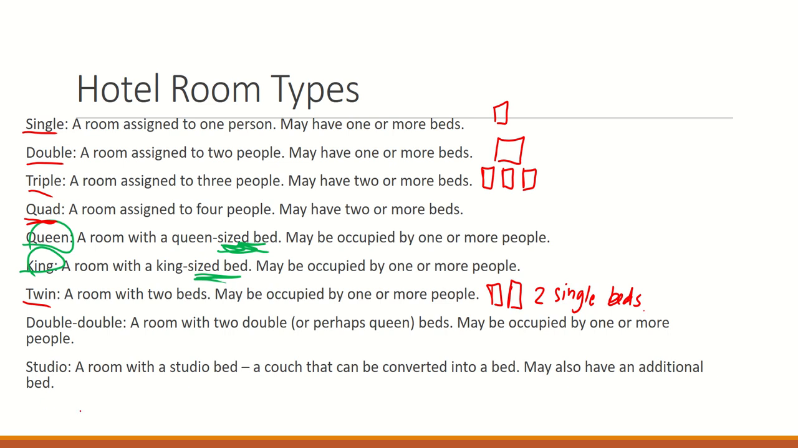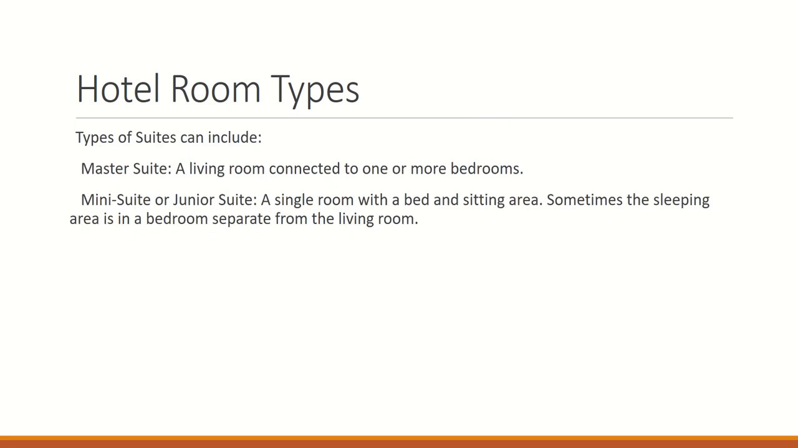So you can see the red ones and the green ones. Red are in one group and green is another group. Then studio. Studio is more stylish, and it has a sofa which can be turned into a bed. It is a bit more special than the previous two.